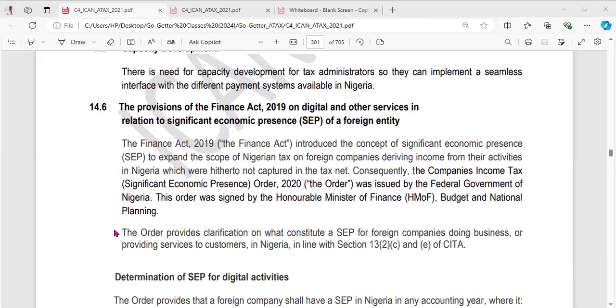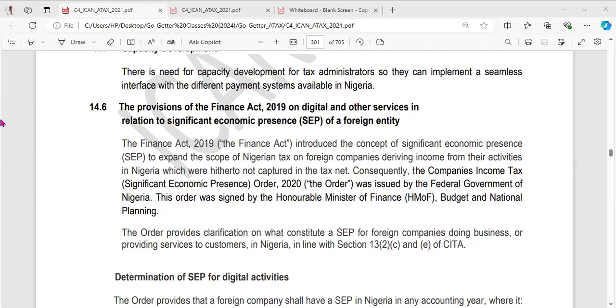Let's look at the provision of Finance Act 2019 on the digital and other services in relation to something called significant economic presence. Now, in Nigeria here, this significant economic presence is the interpretation of the virtual physical presence. The Finance Act 2019 introduced the concept of significant economic presence to expand the scope of Nigerian tax on foreign companies deriving income from their activities, which is not usually being captured in the tax net.